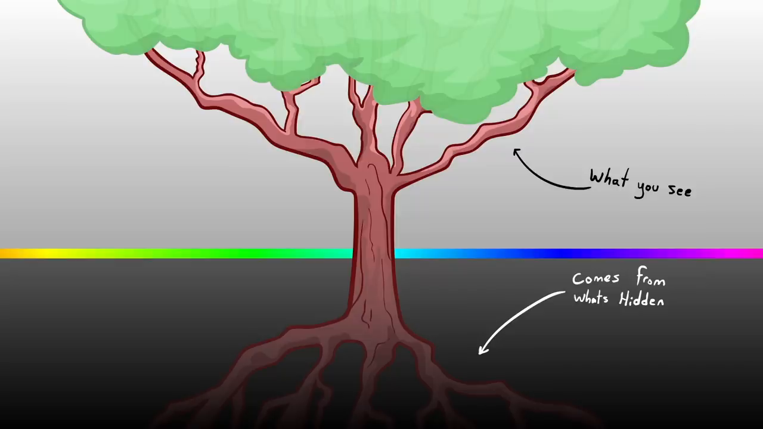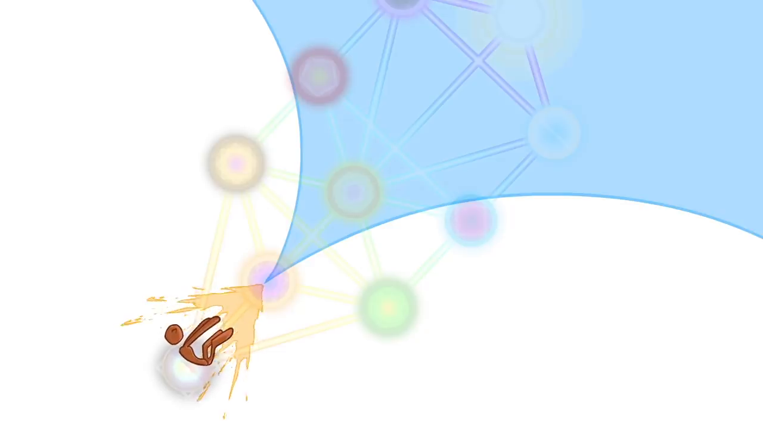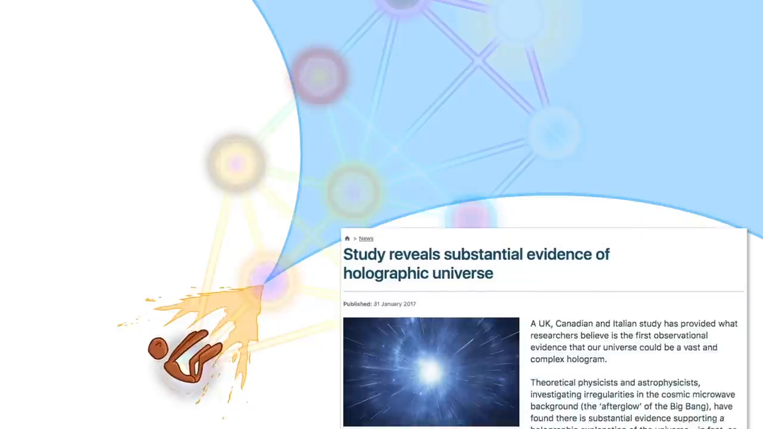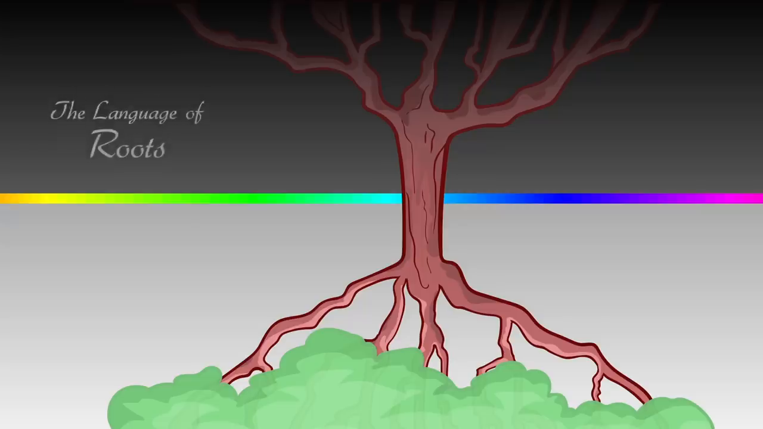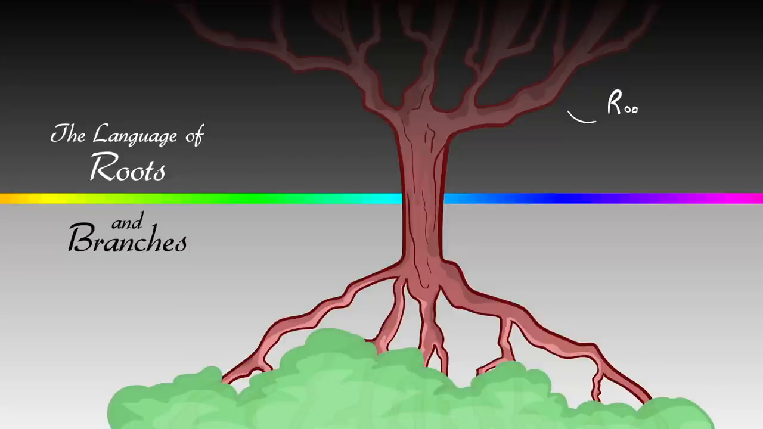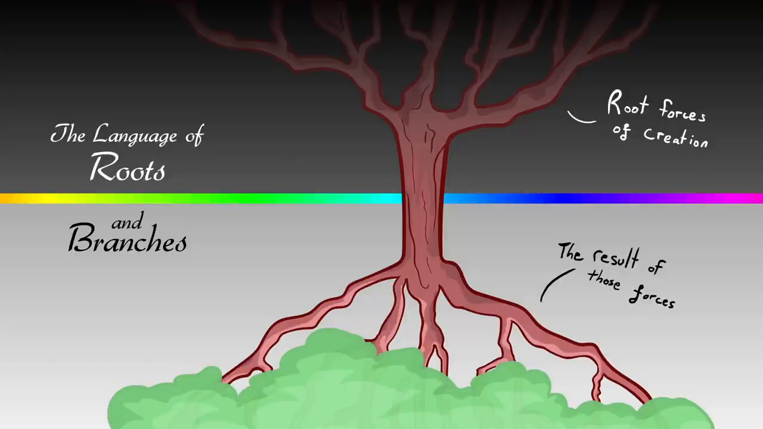This physical plane we live in is the result of the invisible forces of nature, which create the projection of tangibility, a hologram that we have come to believe is solid. They call this concept the language of roots and branches. The roots are the root forces that bring about all things, and the branches are the results of these forces.